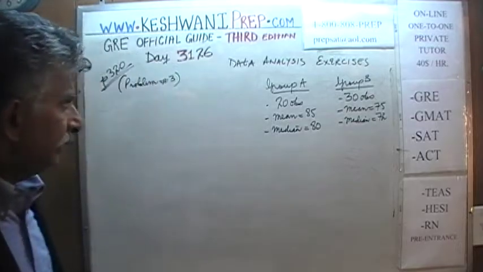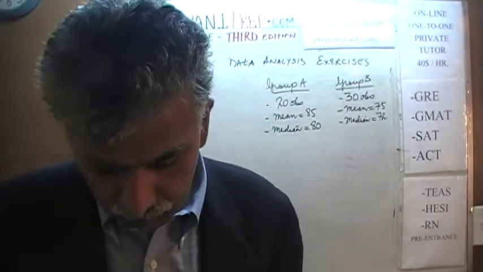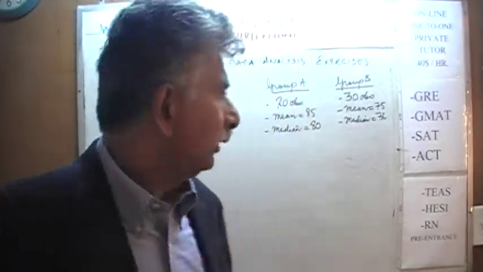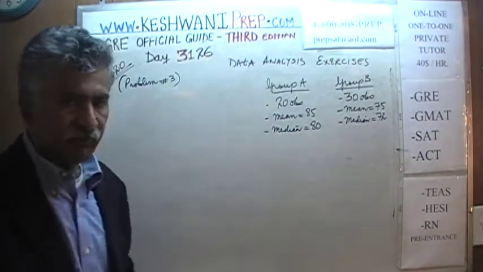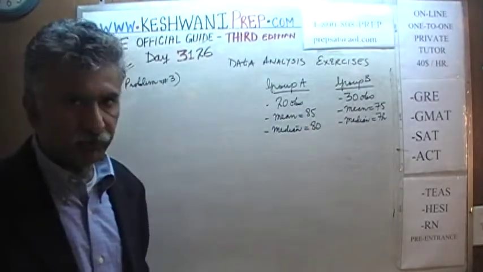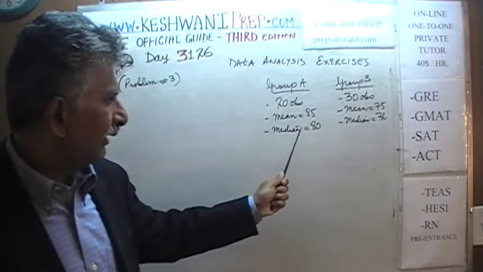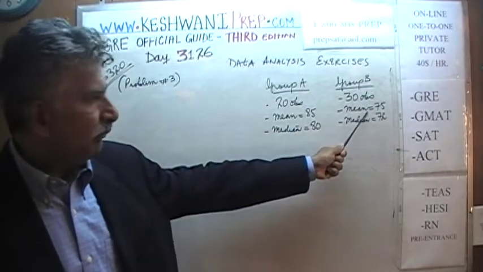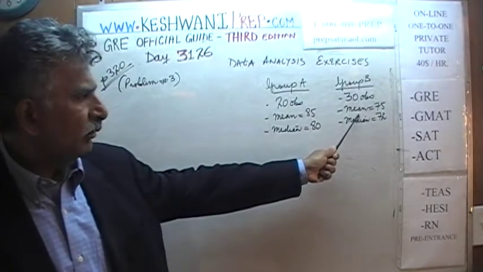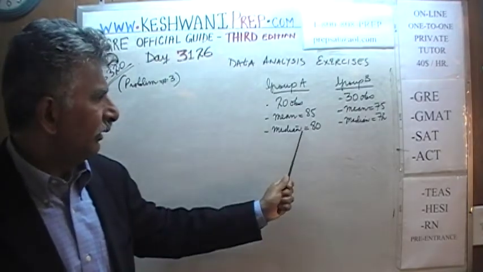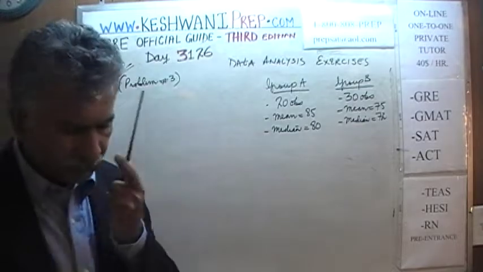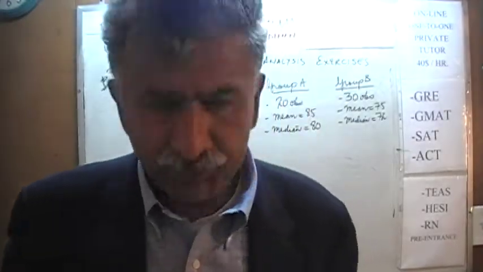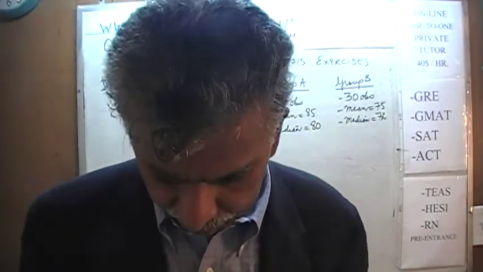In problem number 3, we are given two groups, group A and group B. We are told that in group A we have 20 observations, in group B we have 30 observations, and these are their respective mean and median. Group A's mean is 85. The mean of the second group, group B, is 75, the median of the first group is 80, the median of the second group is 72. Make sure the book is in front of you, it makes it easier.